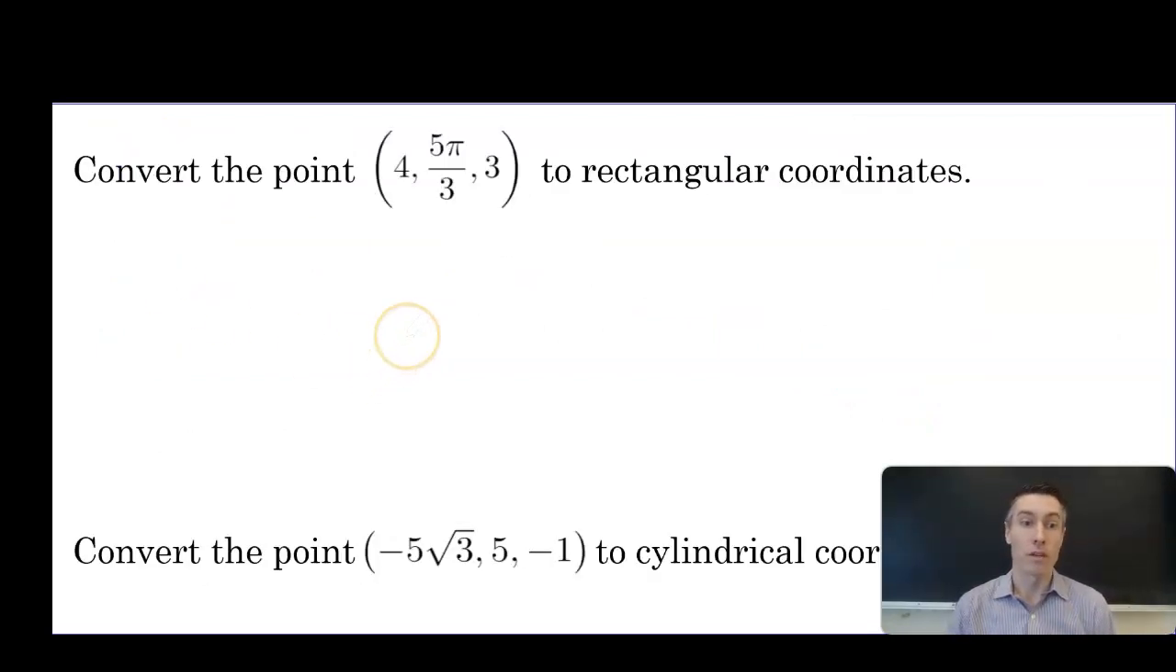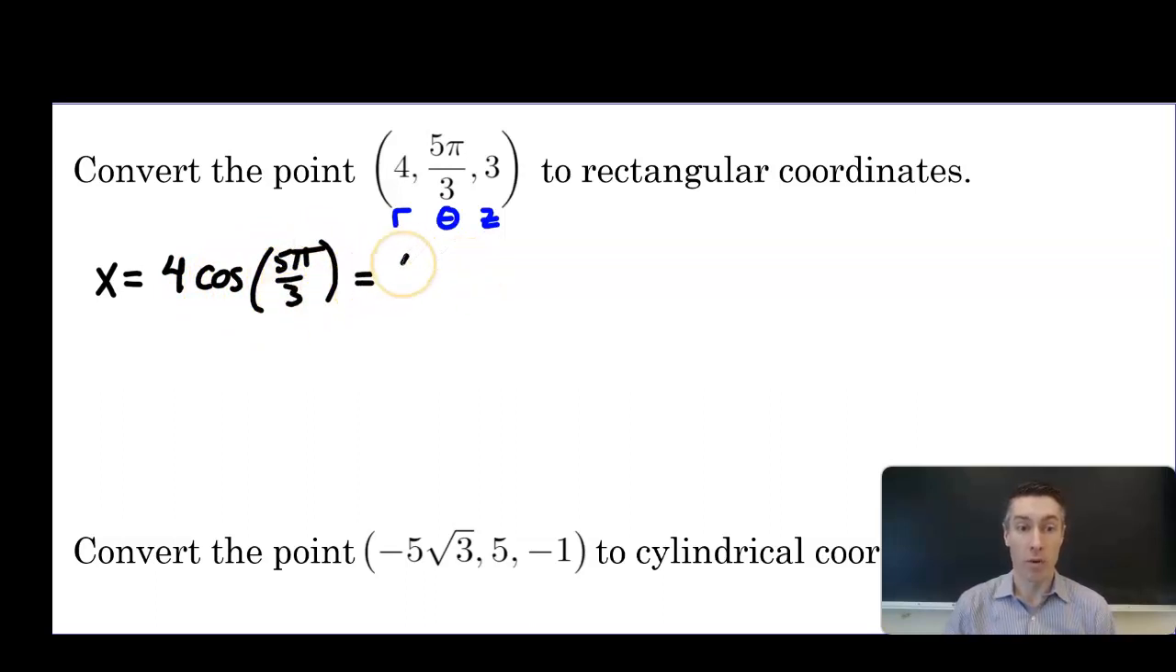So starting with a conversion, convert the point 4, 5 pi over 3, 3 to rectangular coordinates. So we have a cylindrical point, so this is r, theta, and z. So x equals r, so 4 cosine theta, 5 pi over 3. So that's 4 times cosine pi over 3 is 1/2. And in the fourth quadrant, as this angle is, cosine's positive, so that's going to be 2.